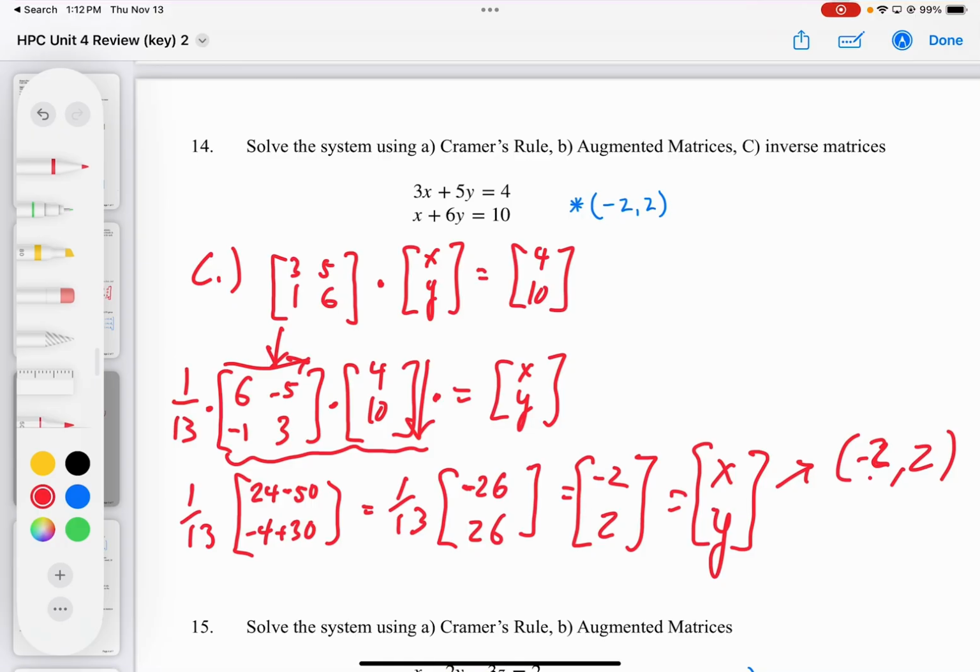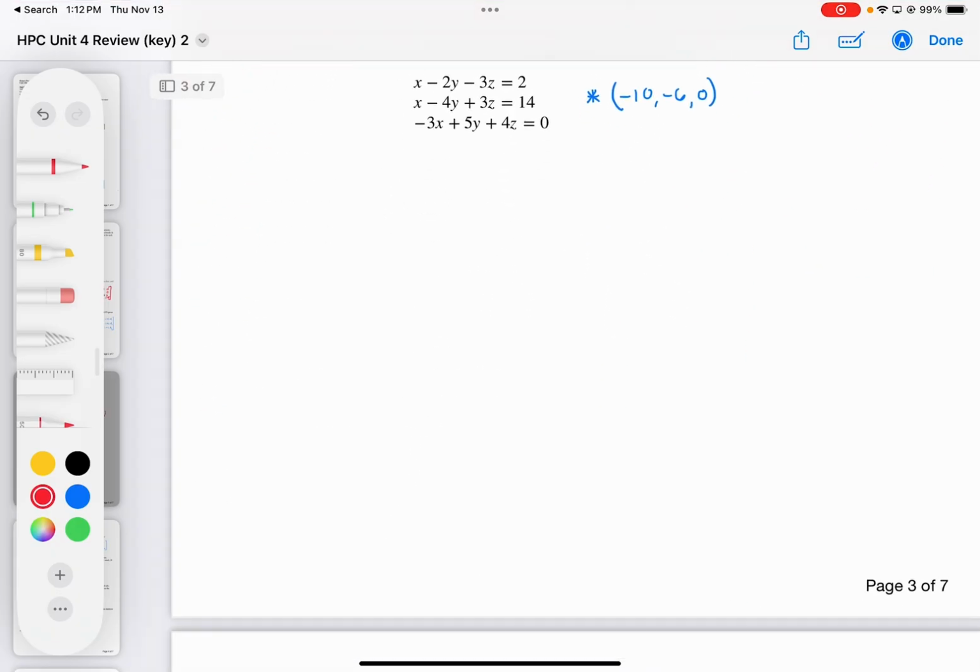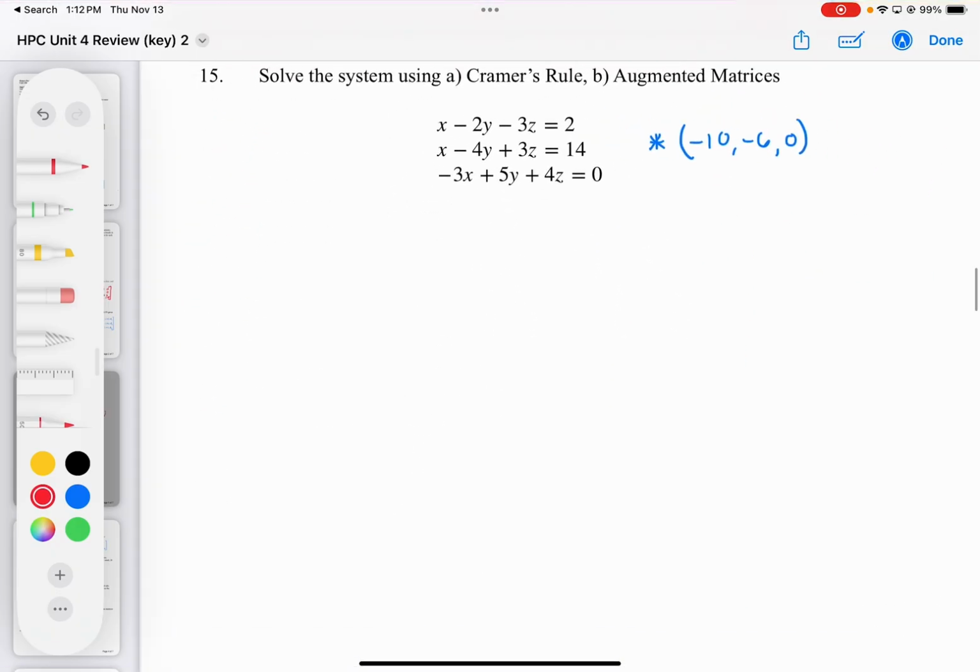What's up, Nana? So do you want us to do the negative 2 and 2 for all three? Yeah. All right. Yep. Are we okay on A and B? You guys good on Cramer's and augmented? I feel as if we should do those for 15 though, right? All right. Okay. Let's cram it up.